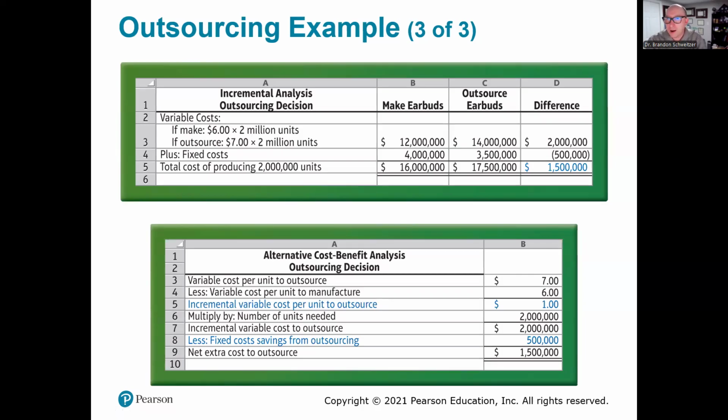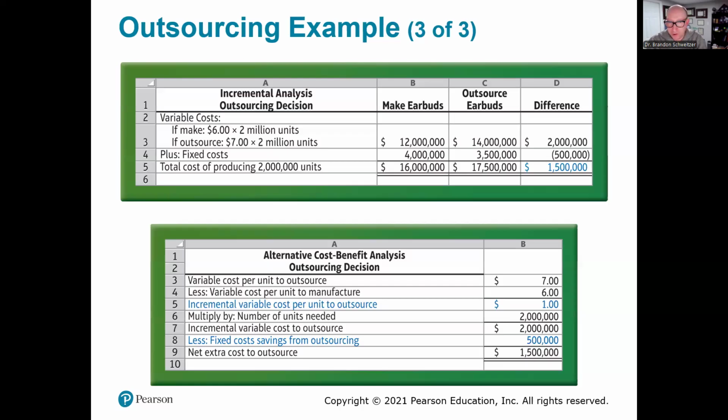Given that additional information, we can make the comparison. If we make it ourselves, the total cost would be 16 million. If we outsource it, sure, we save on fixed costs, but the outsourcing cost goes up. It would be 17.5 million, giving us a difference of 1.5 million. So that's a very considerable difference.